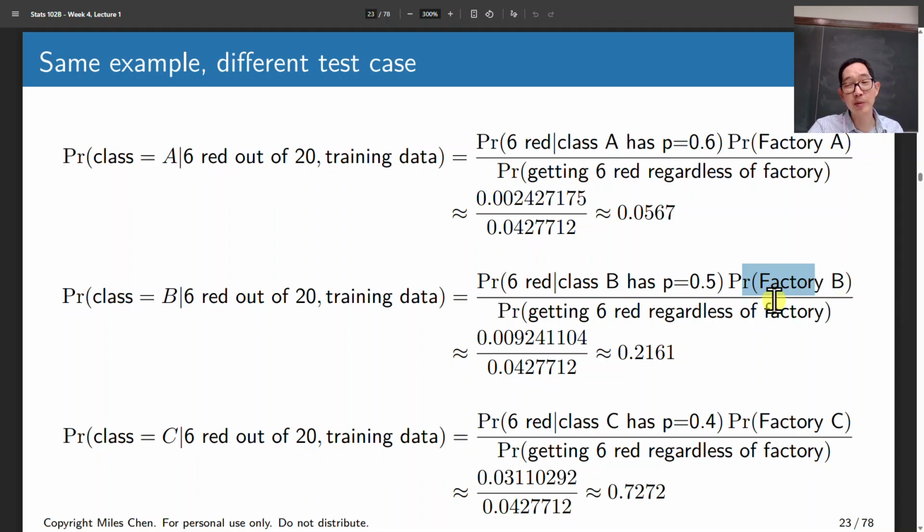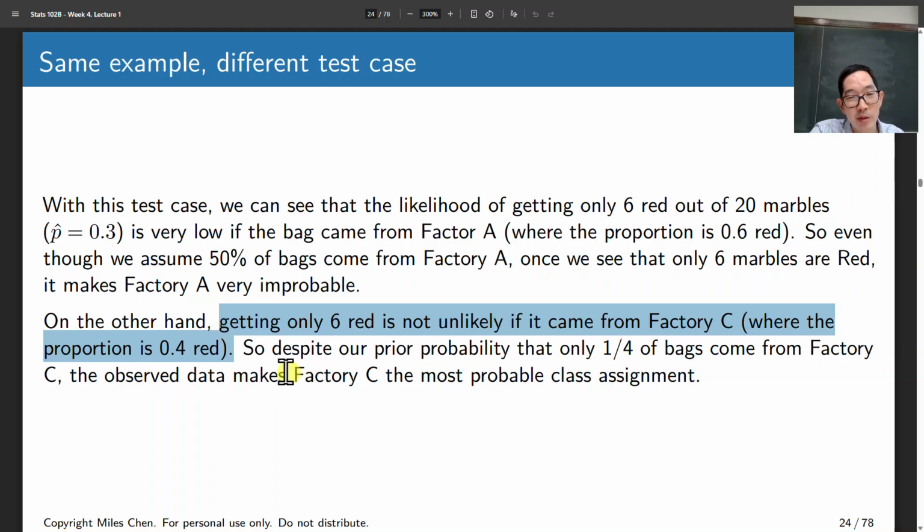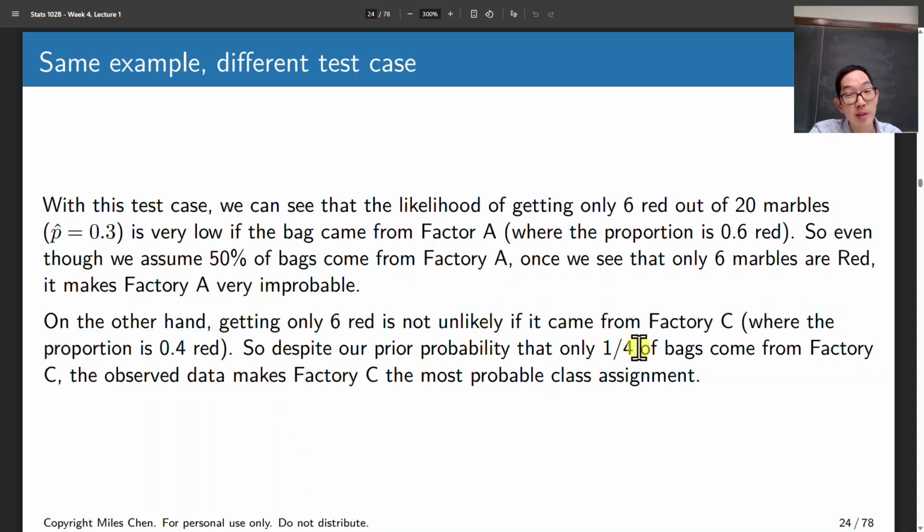Prior probability for factory B was 25%. After looking in the bag, it goes down to 20.6%. And then prior probability for factory C was 25%. After looking in the bag, it now jumps up to 72%. Okay, so that's what we have. So getting only 6 red is not unlikely if it comes from factory C with a filling proportion of 40% red. So despite our prior probability that only a quarter of the bags come from factory C, our observed data makes factory C the most probable class assignment.